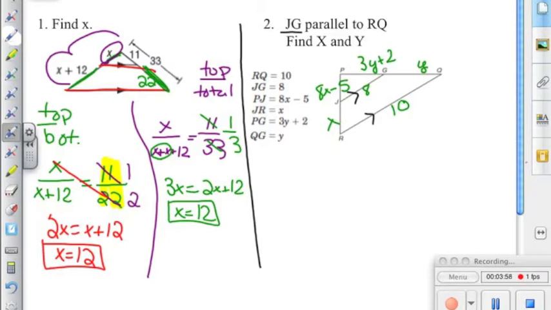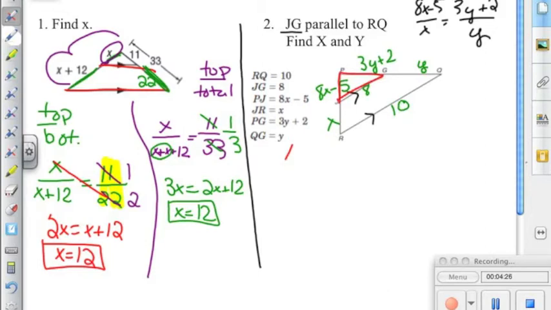Here's my top and there's my bottom, but if I think about that, I'm going to have 8x minus 5 over x, and I'm going to have 3y plus 2 over y, and you're thinking, I can't do that. Two variables, I have to do substitution or elimination. There must be another way to do this problem. And there is. We actually have to go back and use something that we already know.